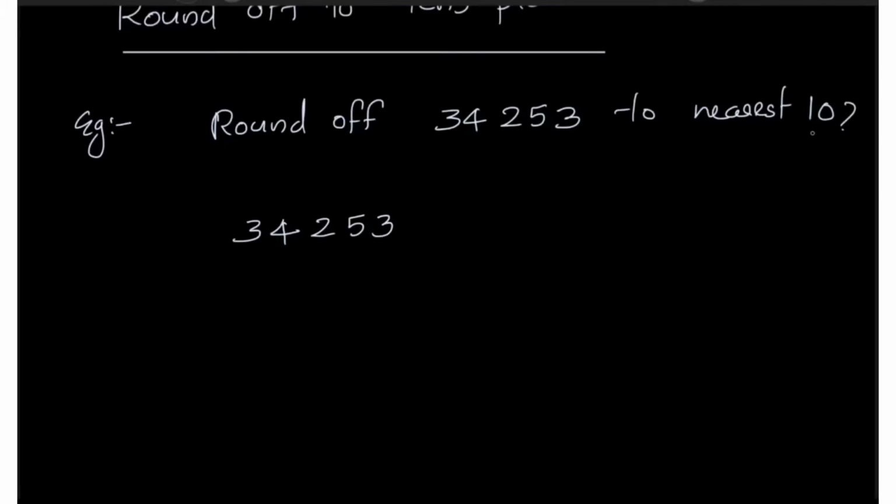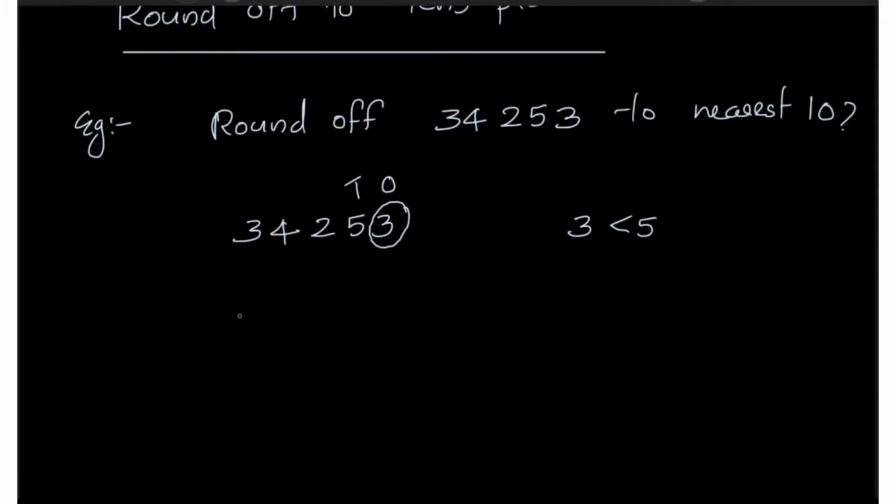Which place do we have to round off? We have to round off the 10th place. This is the 1's place and this is the 10th place. If there is any change in the 10th place, it depends upon the very next right place. That is, we have to check the 1's place, the very next right place. If that 3 is greater than or equal to 5, we add 1 to the required 10th place. Here 3 is less than 5, so we cannot change any number in the 10th place.